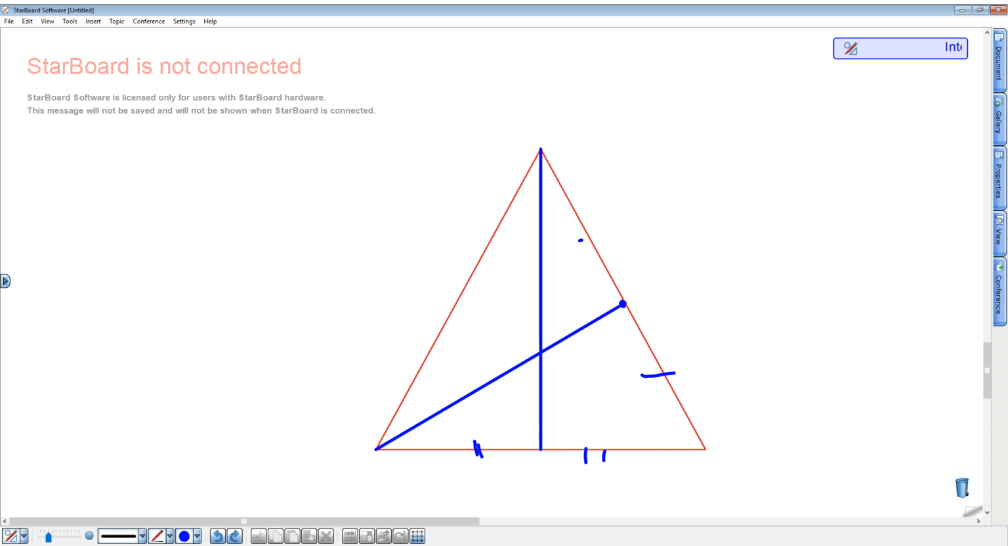So let's make the third line right here, and let's see if it corrected. So it would seem to be a little off. Of course, I'm estimating this. However, let's just make this right here the point where all three medians meet. This point of concurrency is called a centroid.